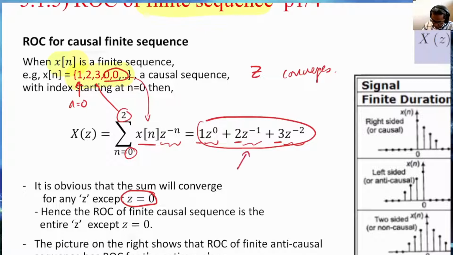Why so? Well, 2z minus 1 is equals to 2 over z. So, if z is equals to 0, then 2 over 0 is infinity, and the sum would not converge. So the answer is that the sum will converge for any z except z equals to 0.